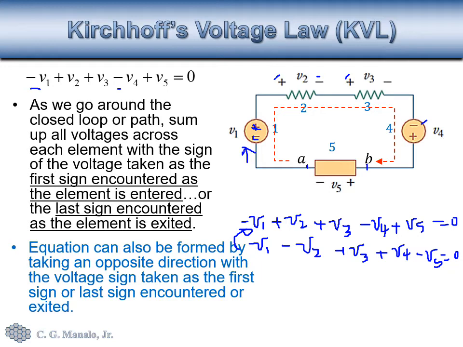Now, there's another option when formulating the equations using KVL, and that is if you want to go in the opposite direction. So let's say instead of clockwise direction, I go from B to A in this direction. That is also possible, and you can also use either the first sign that you encountered or the last sign encountered as you enter or leave the element.